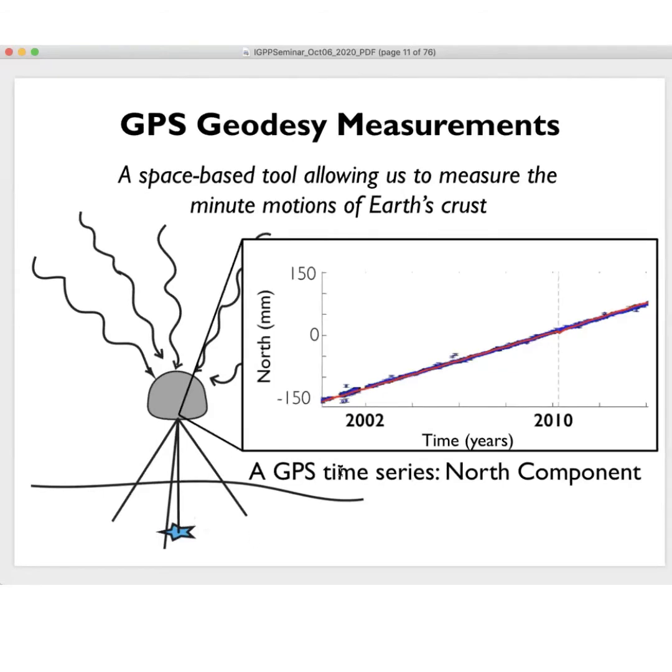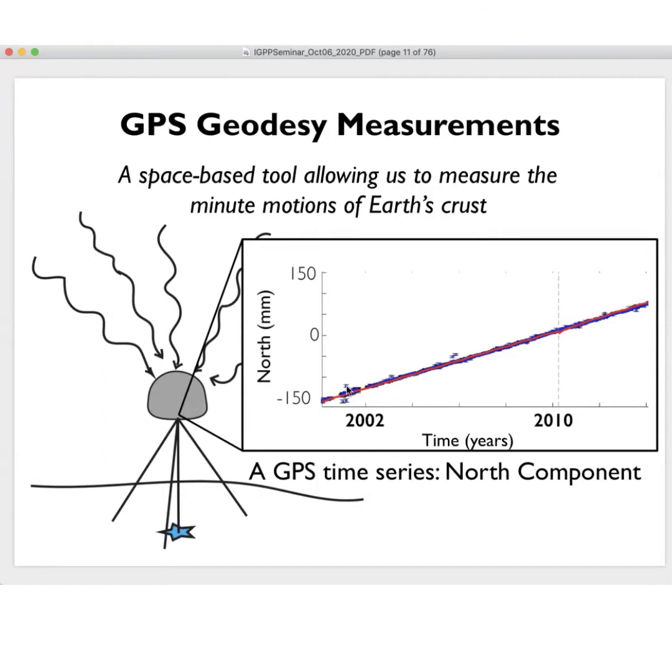This is the north component of a GPS time series. On the x-axis, we have time in years. On the y-axis, we have northward motion. I want to make sure we're all together on this because you're going to see a number of different time series moving forward. Anything in the positive direction in a northward component GPS time series means you're moving towards the north, and anything in the negative direction means you're moving towards the south.